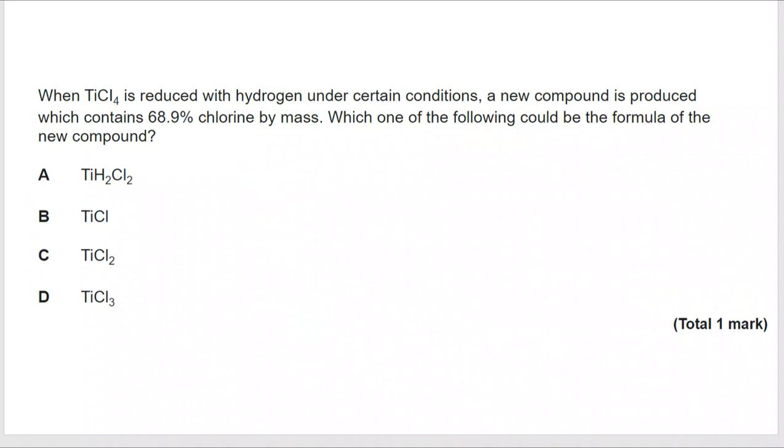Final question. And this is a relatively straightforward reacting masses question, or empirical formula question, sorry. The TiCl4 being reduced by the hydrogen, if the titanium is being reduced, it means we're going to get titanium metal. And we know, therefore, the hydrogen is going to take away some of the chlorine. So let's have a look. We know it's going to be a chloride of titanium that we're going to be left with.